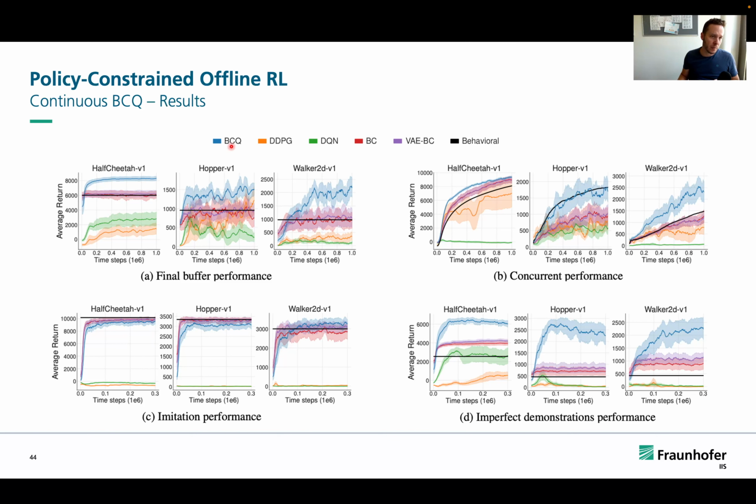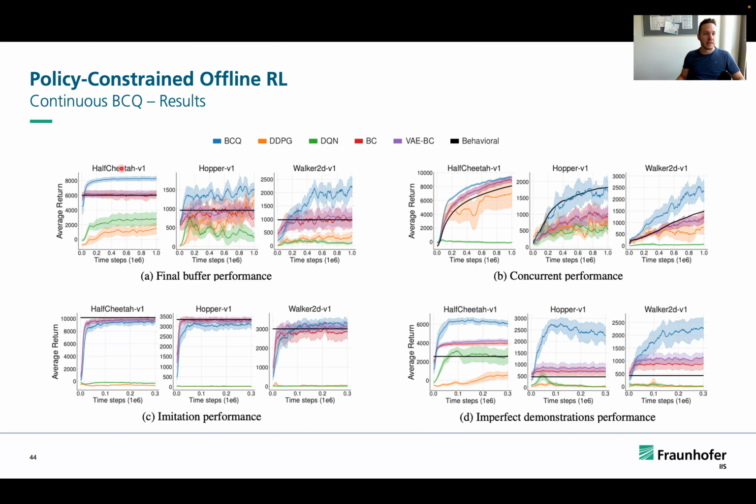However, if you apply BCQ, you can see that with HalfCheetah you can really solve the problem, in contrast to the other ones. The same also holds for Hopper and Walker. So you see that using BCQ, you can really extract a well-performing policy.